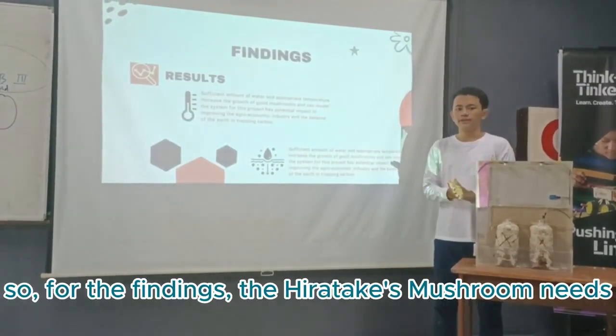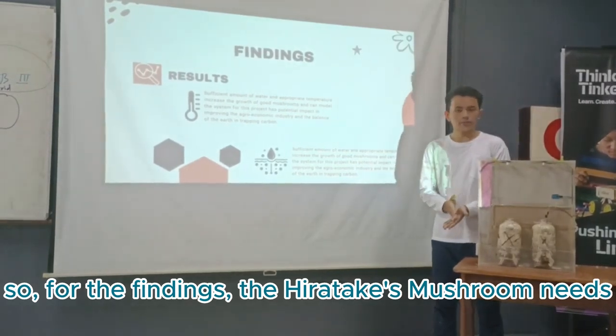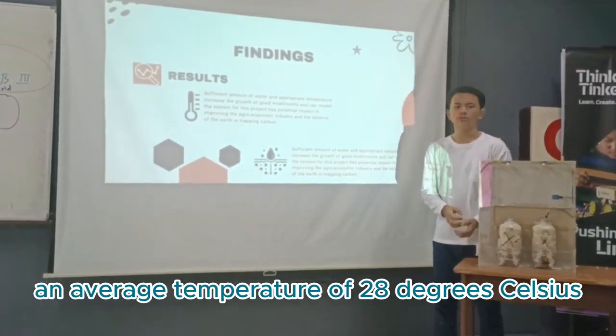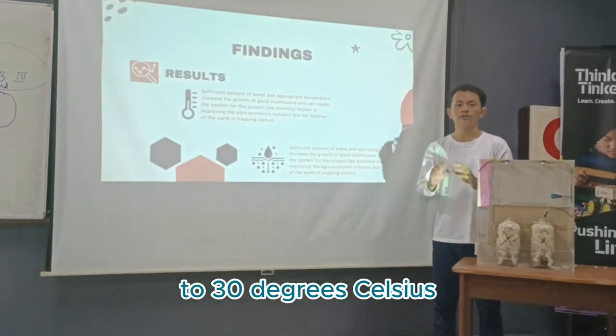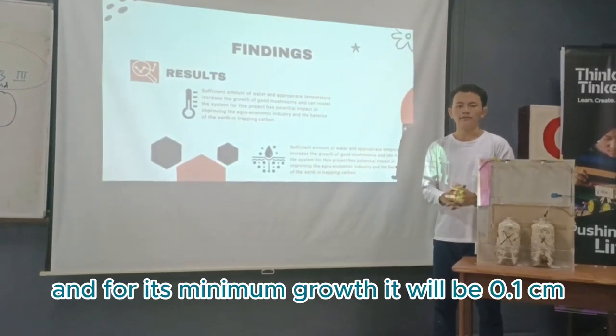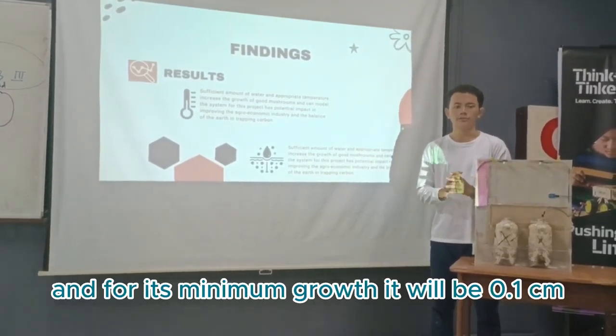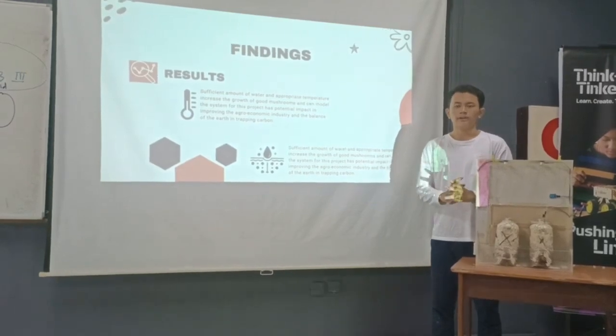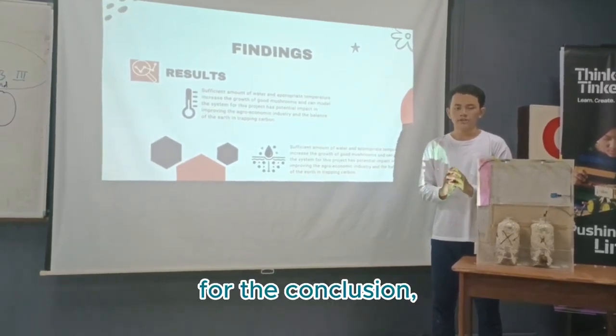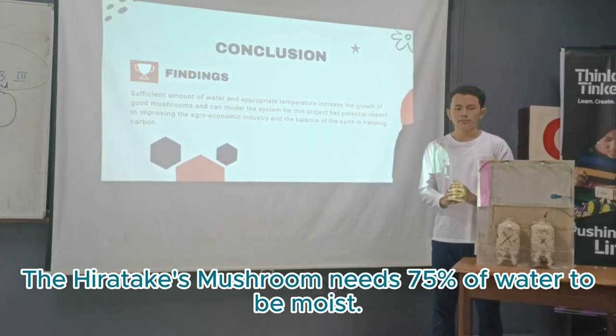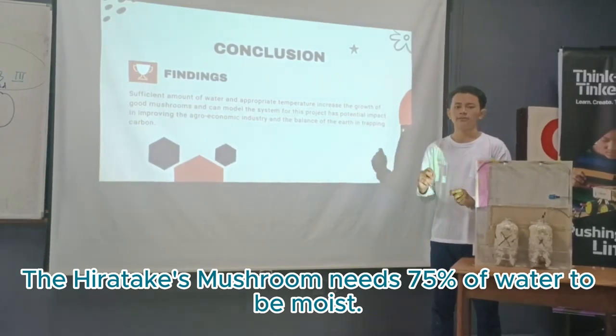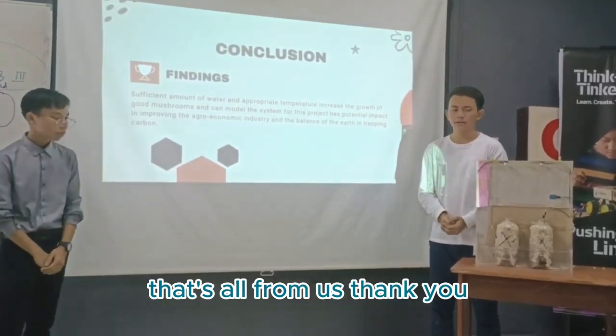So for the findings, the Hiratake mushroom needs an average temperature of 28 degrees Celsius to 30 degrees Celsius, and for its minimal growth, it will be 0.1 centimeters. Last but not least, for the conclusion, the Hiratake mushroom needs 75% of water to be moist. That's all from us. Thank you.